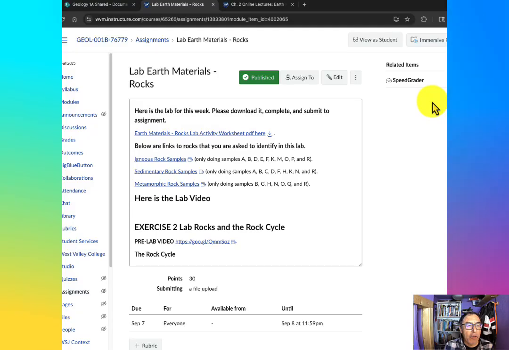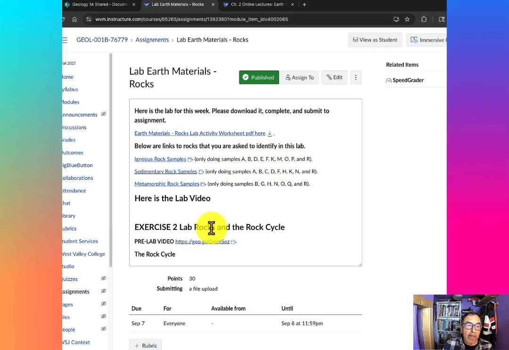Hello class, today I want to go over the rocks lab. You'll need to download the lab here that I've posted for you. It's a fillable lab, so you can do much of it online. And then in terms of the rock samples we'll be identifying, you'll have to come back to our Canvas assignment page here and click on these links to identify these rocks. And I'll go through a few of them with you just to kind of get you going here.